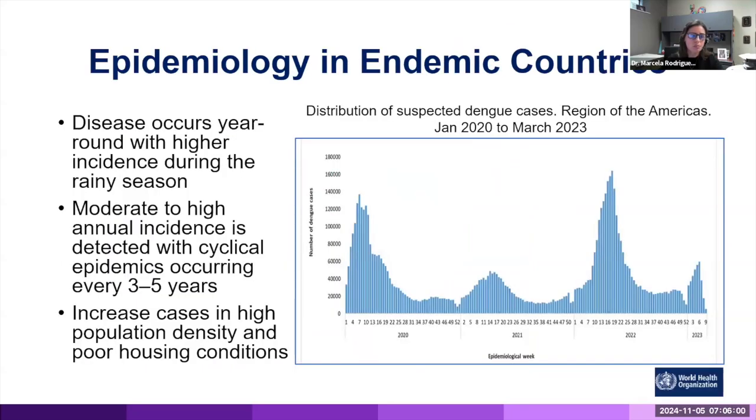So a little bit about epidemiology in endemic countries. The disease occurs year-round with higher incidence during the rainy seasons. Moderate to high annual incidence is detected with cyclical epidemics that occur every 3 to 5 years, represented in the graph that I show on the right-hand side. And there are increased cases in high population density and poor housing conditions.